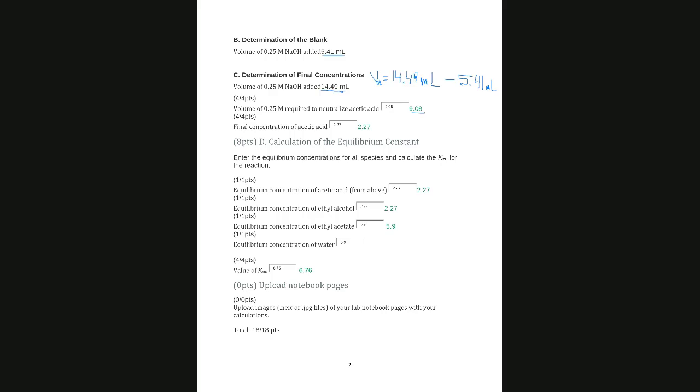Okay. So this one, they ask you the volume of sodium hydroxide required to neutralize acetic acid. That is this, what we've seen. Now, from here equals, this is this. And then they will ask you for the final concentration. And then we do it again with the same as we did for the initial. And then they ask you for the calculation of the equilibrium constant. And that is what we have seen actually.